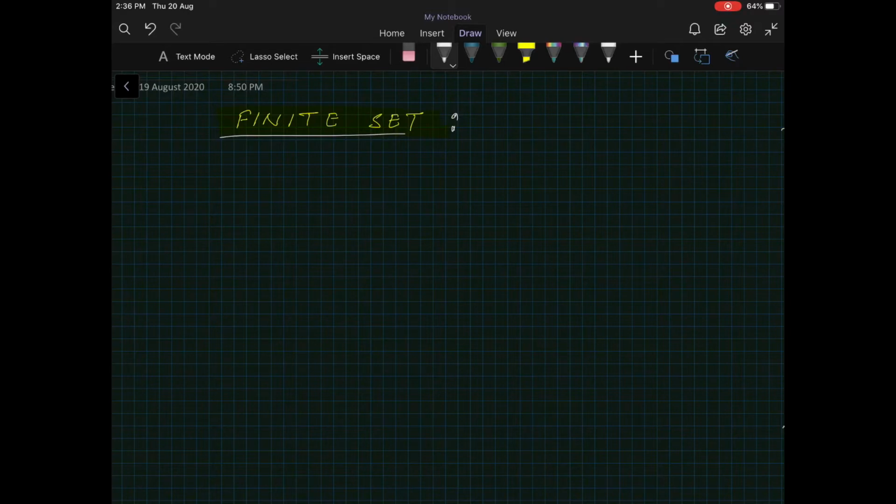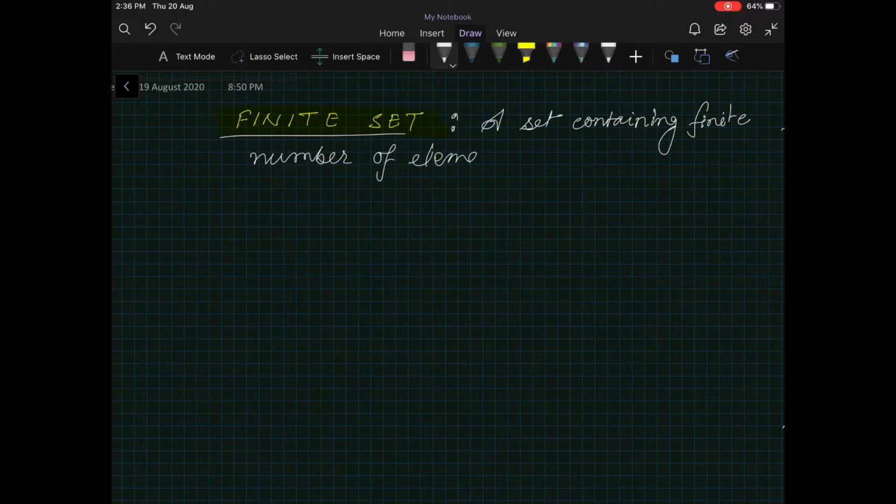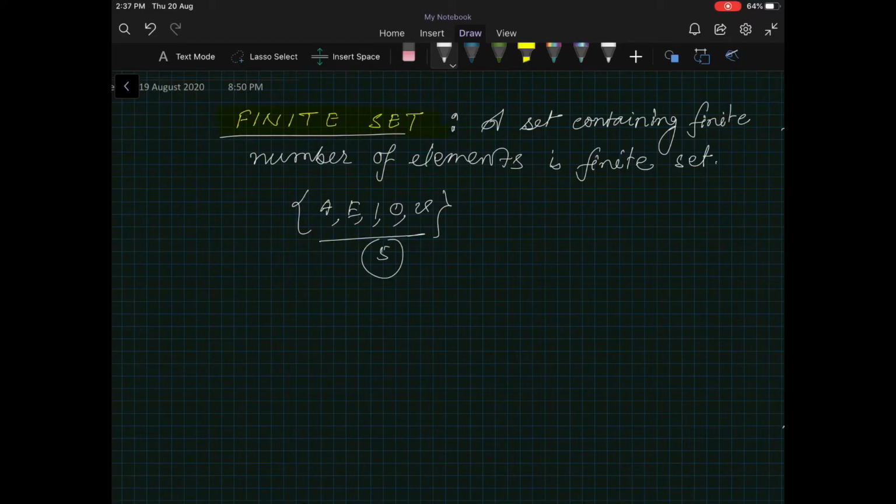A set containing a finite number of elements is called finite set. That means if a set contains a countable number of elements, for example, the set of vowels in the English alphabet: A, E, I, O, U, we can easily count how many elements are there. There are 5 elements. Such kinds of sets are called finite sets.